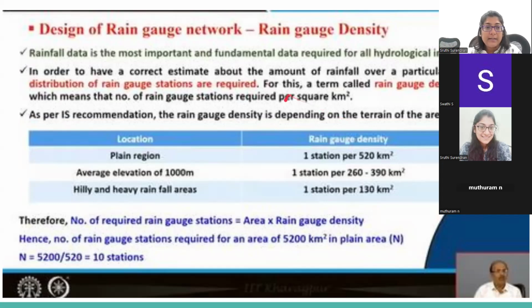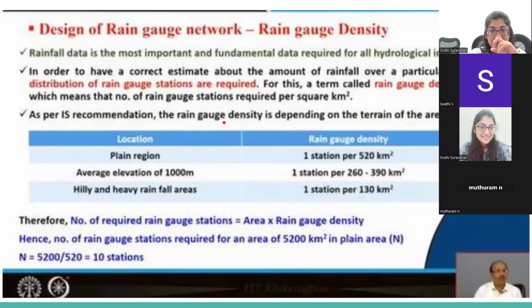Based on that, the Indian Standard codes give us some recommendations. They say that a plain region needs one station for every 520 kilometers square. A region having an average elevation of 1000 meter needs one station per 260 to 390 kilometers square, and hilly areas with heavy rainfall need one station every 130 kilometers square. So these are the IS recommendations for rain gauges.